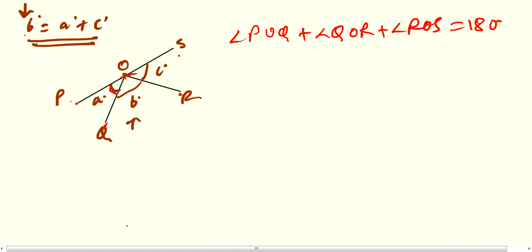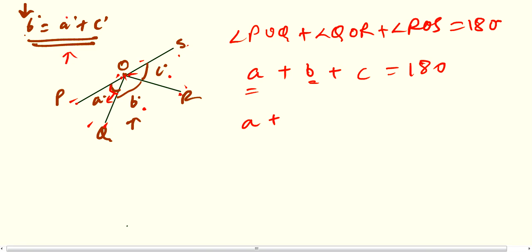Now POQ value is A, so we will write here A, plus QOR is B, so we will write B. Then ROS is C, so we will write C, equals 180. Now A will be A, then the value of B is given to us in the question as A plus C, so we will write here A plus C equals 180 degree.